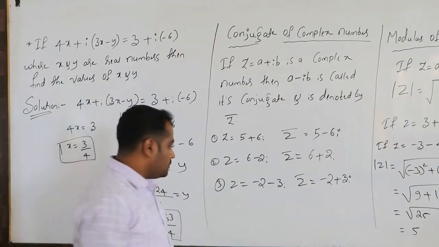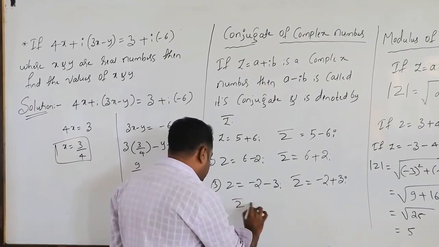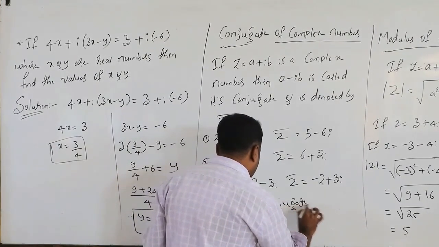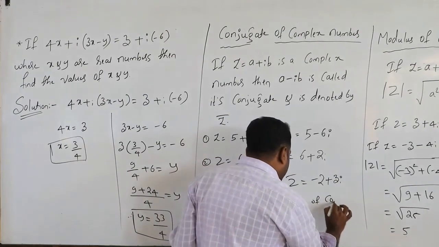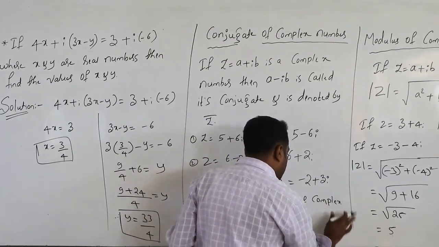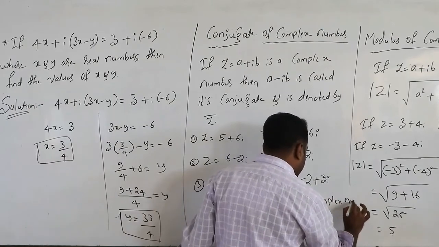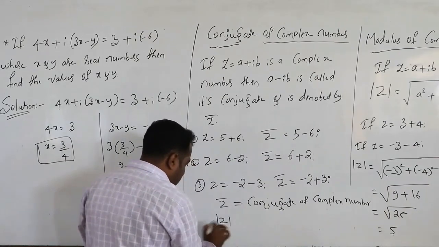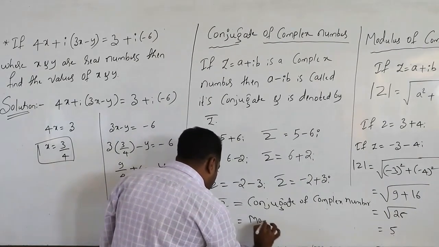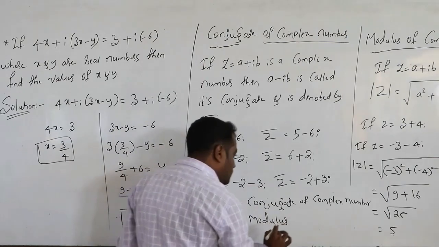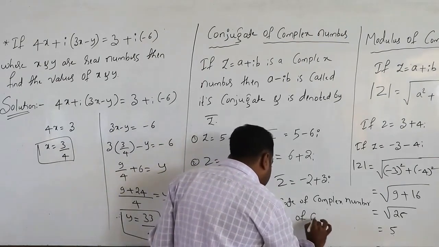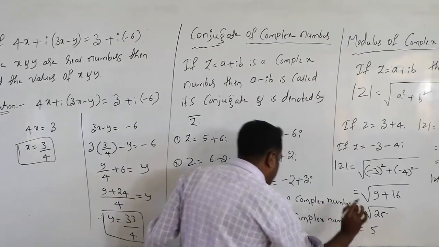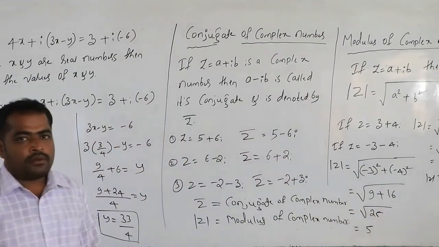of z. So z bar indicates conjugate of complex number, and modulus of z indicates modulus of complex number. Okay, we will continue next class.